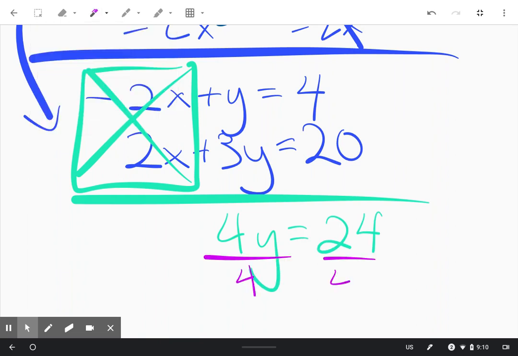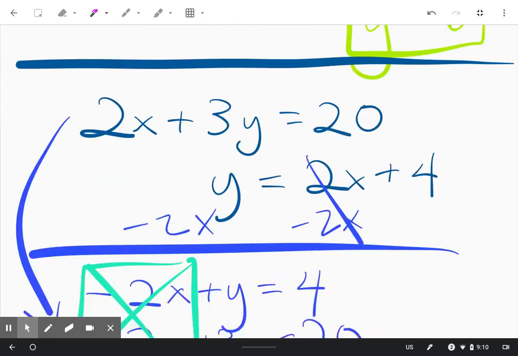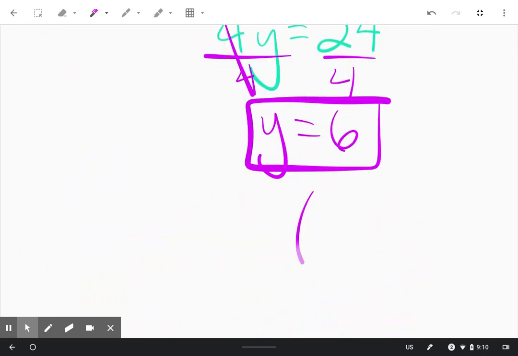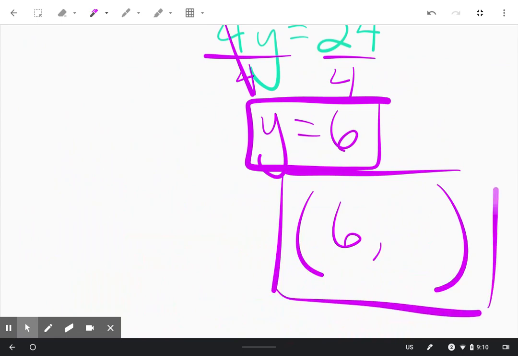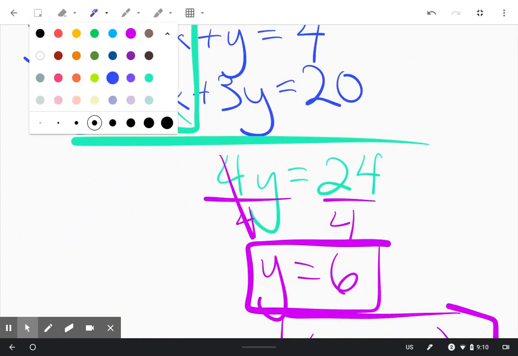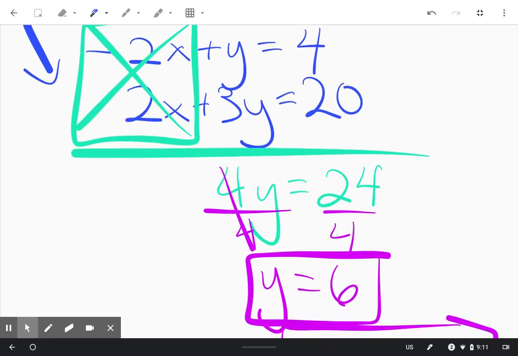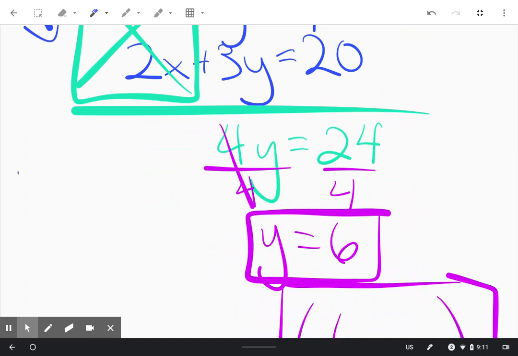I'm going to divide by 4 on both sides, leaving me with y equals 6. So my solution is 6, and we'll wait for the other value. We're going to take that 6 and plug it back into one of our original equations. It doesn't really matter which. This time it's y though, so we'll do it to the second one.